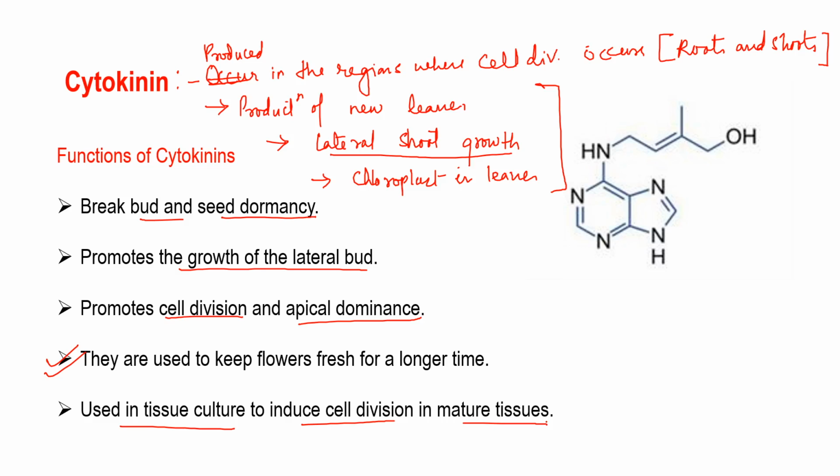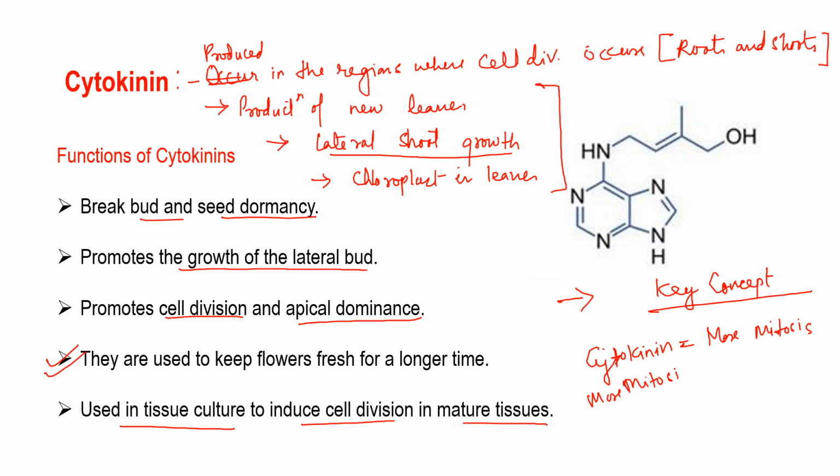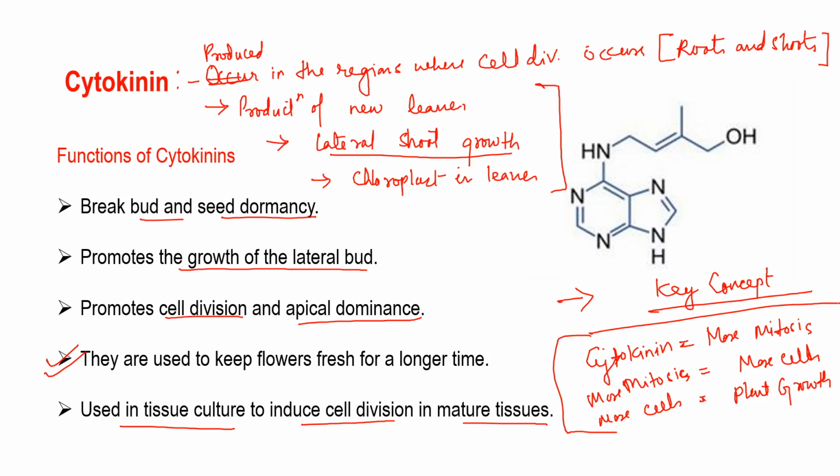So if I summarize the whole thing, you can say that the key concept for cytokinin is that cytokinins equal more mitosis. Okay, cell division. More mitosis means more cells, right? And more cells equals plant growth. So this is the key concept. If you remember this, it will be easier for you to understand the function of cytokinins.